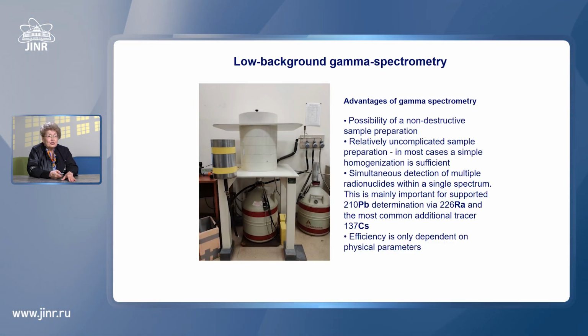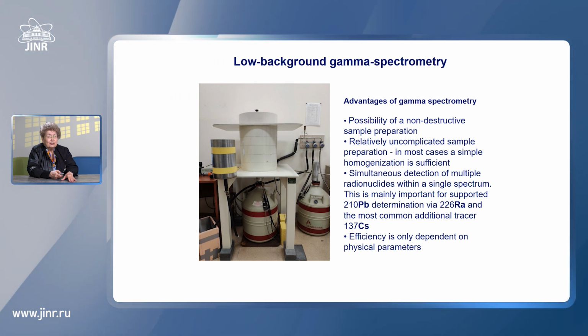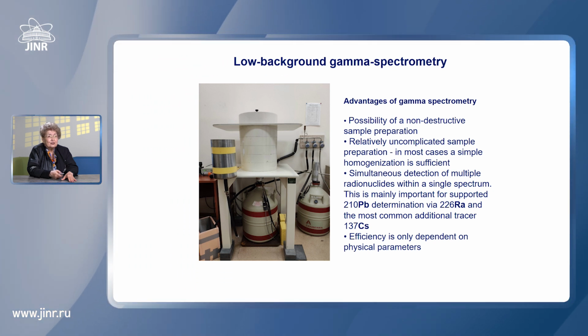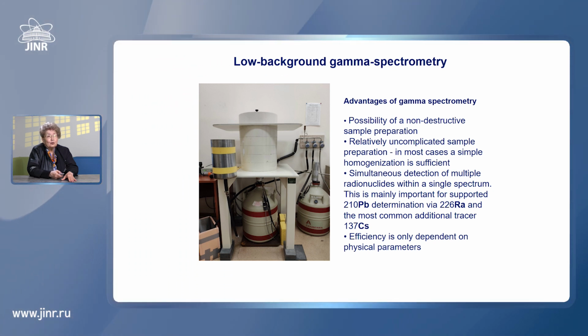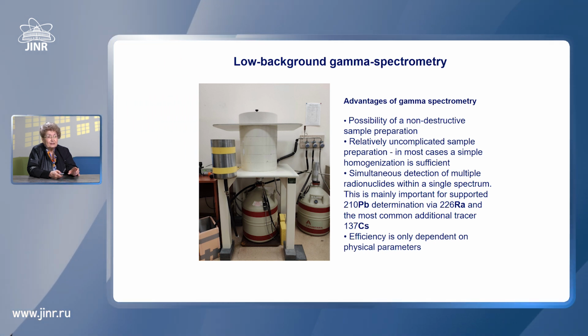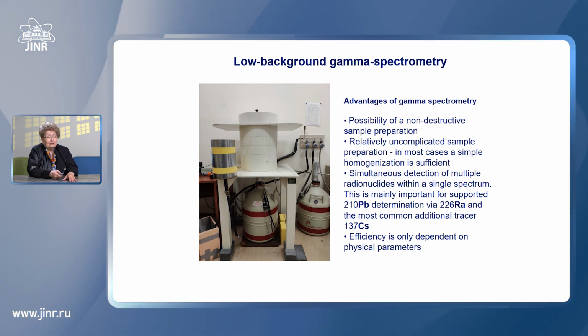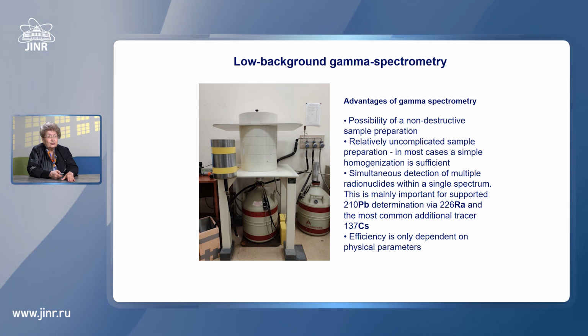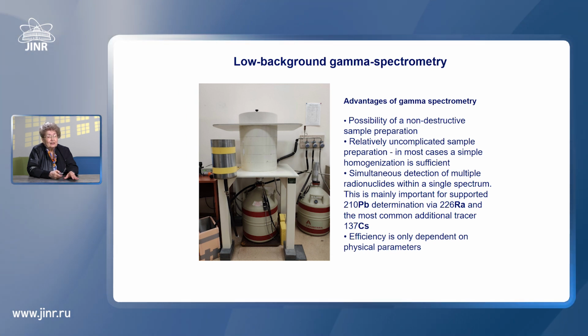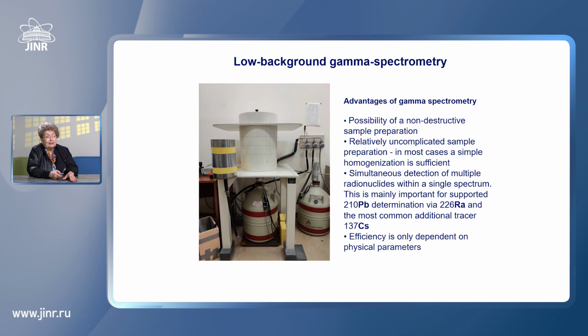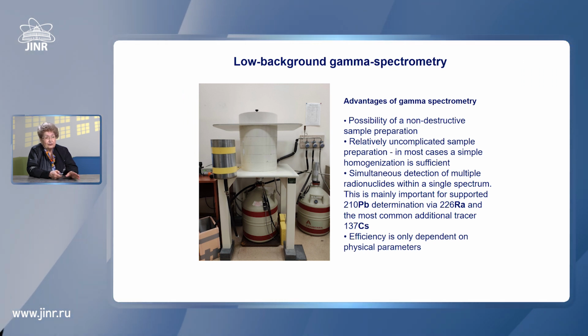We also do gamma spectrometry, measuring induced and natural radioactivity, and we use low background gamma spectrometry. You see here the spectrometer and dewars for liquid nitrogen, and we use it for measuring cesium-137 and other radionuclides of interest.